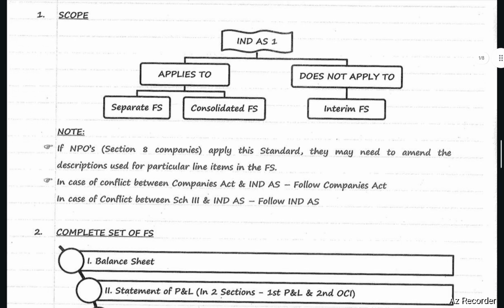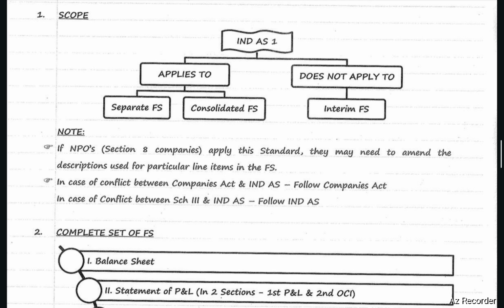If an NPO, non-profit organization like a Section 8 company, applies this Ind AS 1 standard, they may need to amend the descriptions used for particular line items in the financial statements, because Ind AS 1 is generally applicable to profit-oriented companies. If non-profit oriented companies apply these standards, they need to change some descriptions.